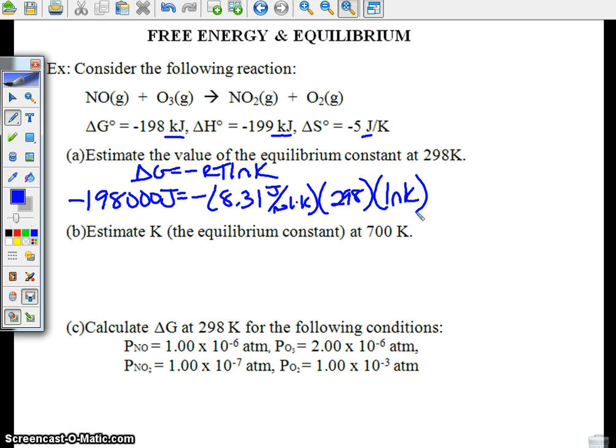Do negative 198,000 divided by negative 8.31 and divided by 298. Get ln K to be 79.96. How do you find K? Power time. You need the e. So just like we were doing in the last unit with the second log, do second ln, and when you do second ln, it says e to the.